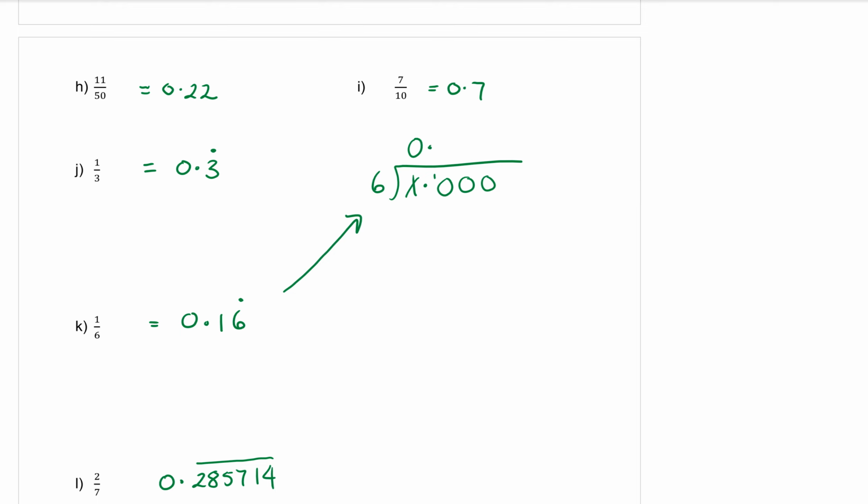10 divided by 6 goes once, and my remainder is 4. Good. Put it on the next column. 40 divided by 6 goes 6, because 6 sixes are 36. And then I have a remainder 4 again, and so that's going to just keep happening. I'm going to get 6 remainder 4, 6 remainder 4. And as soon as I realise that that pattern's going to keep going, I've got my recurring decimal, 0.166666, and so on.